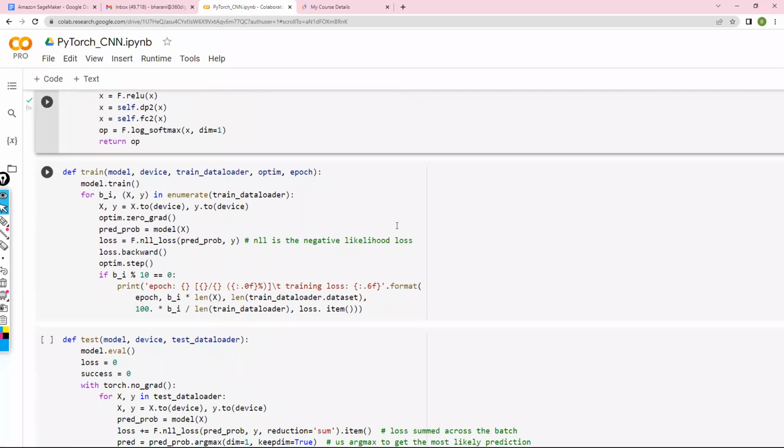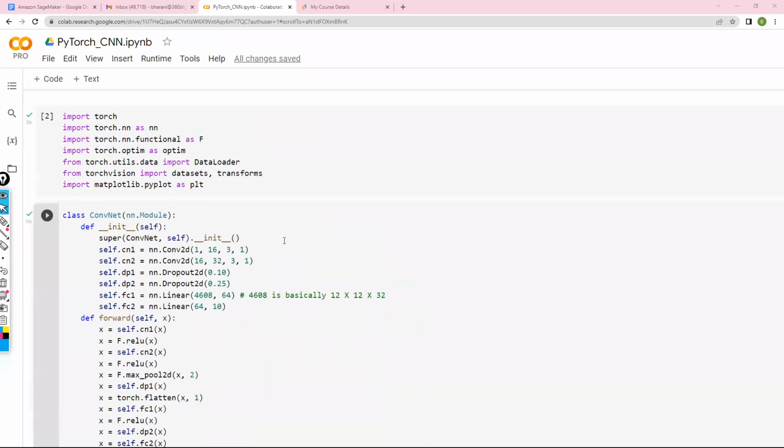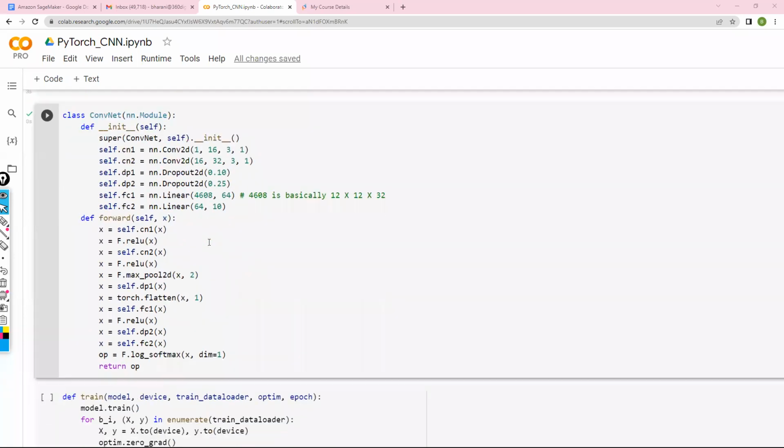Okay, and then we have a backpropagation step which is going on, and we have optim here. Basically, we have the torch.optim module. Let me show you that. Torch.optim.